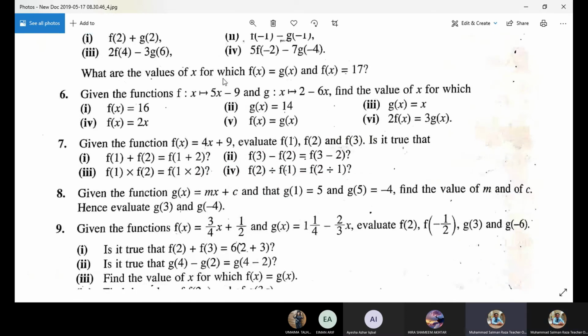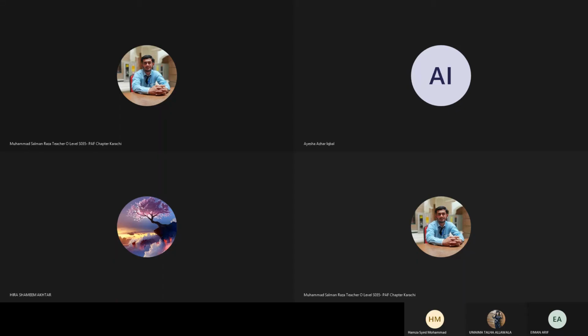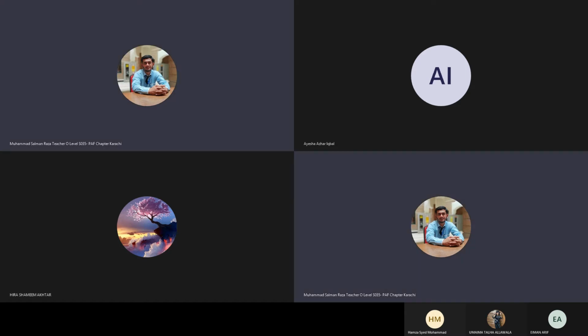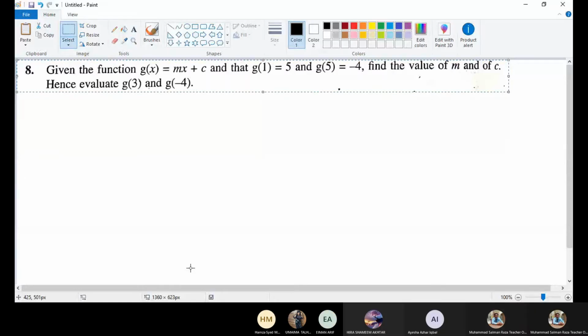Now we are going to start our class from question number 8 today. Just give me a minute. And where is the paint one? This paint one. Open the paint. And now over here, you will see how I am going to solve this question number 8. Can you see question number 8 in front of you, everyone? Yes. Okay, that's great.